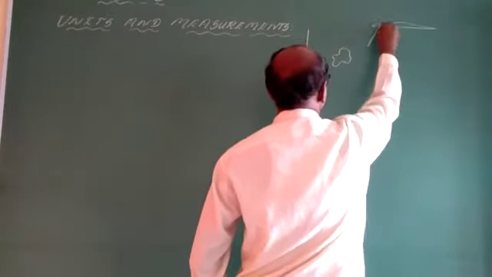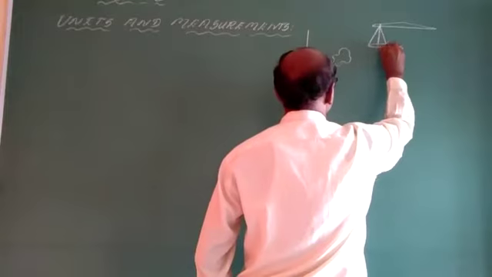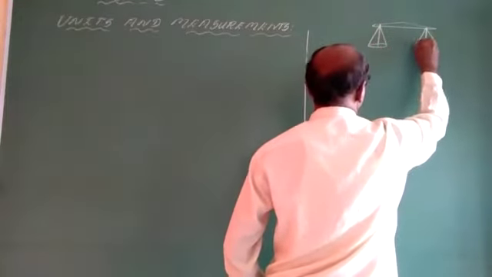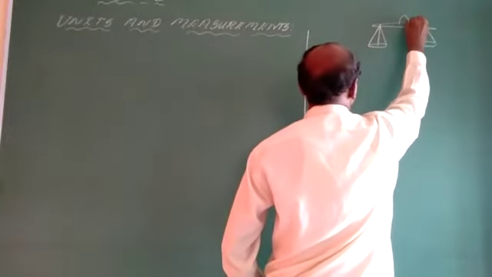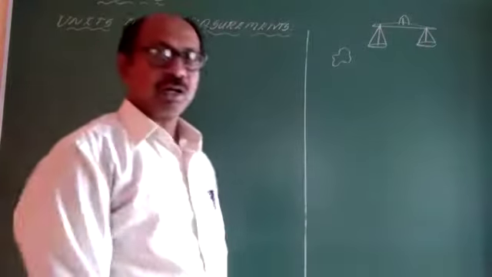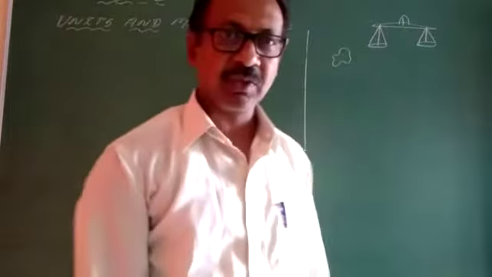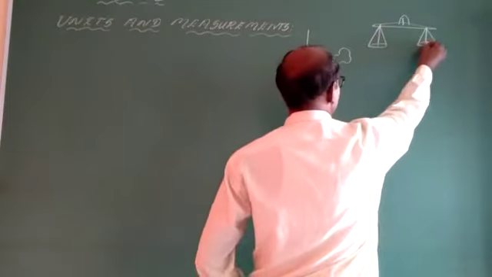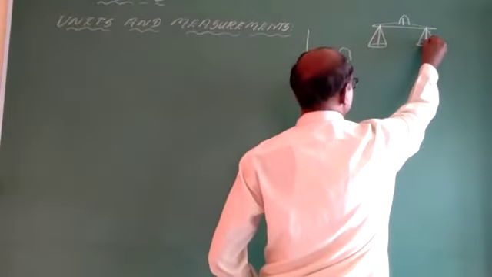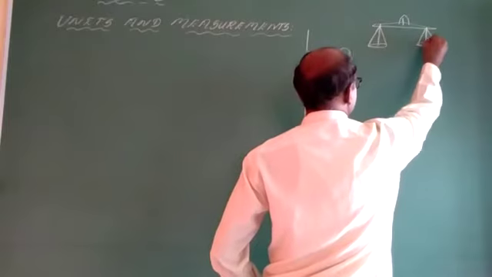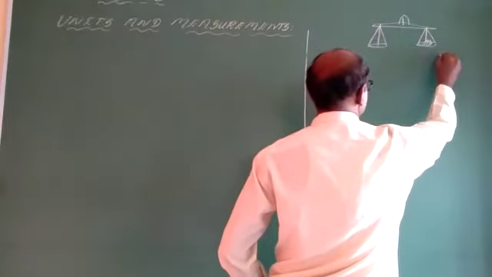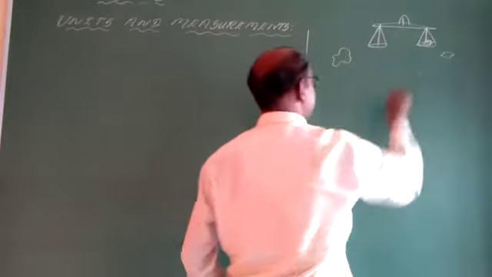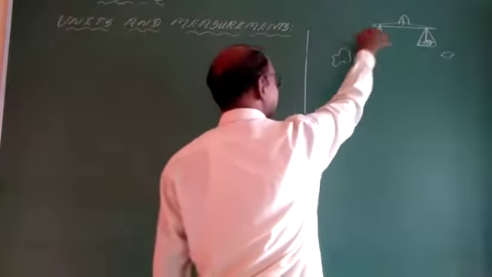It has two pans. You already know it. So here, I want to weigh this one. I will keep the 1 kg in between here. So here the standard quantity is 1 kg, I will just keep this one. And then the unknown body I will keep here.